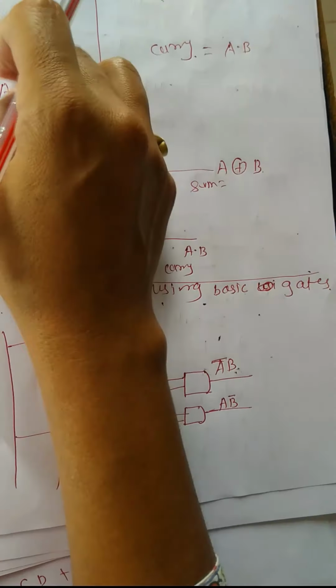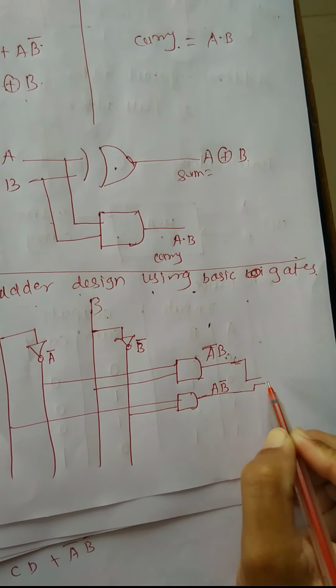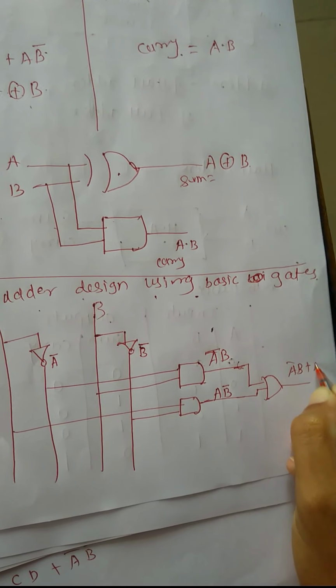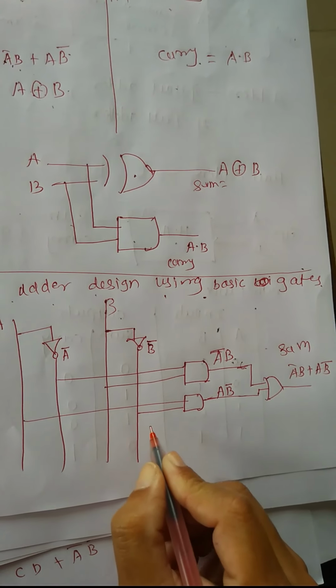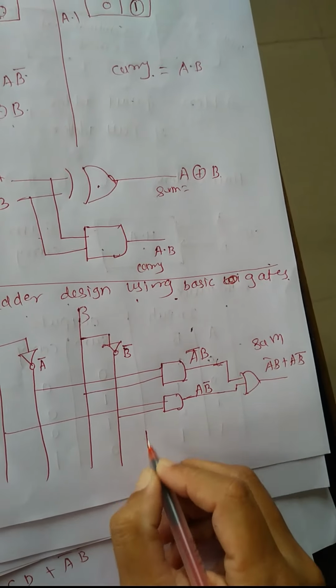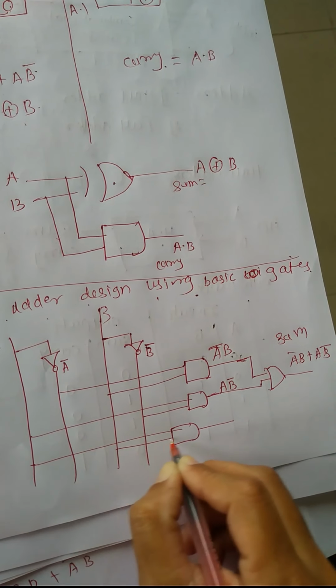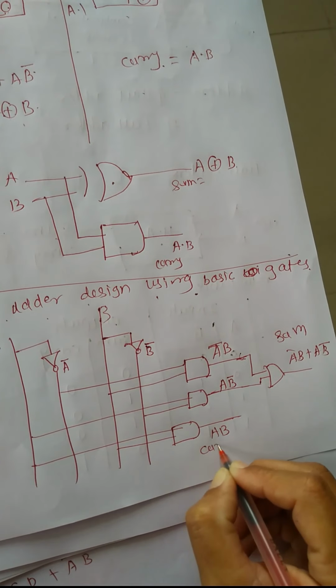And there is A bar B plus A B bar. There is addition, so we require the OR gate. So the equation is complete: A bar B plus A B bar. This is the sum. And next is for carry. Carry is only A into B, so we require only one AND gate. From inputs A and B, the input is given here. The output of that gate is A into B. This is the equation of carry.